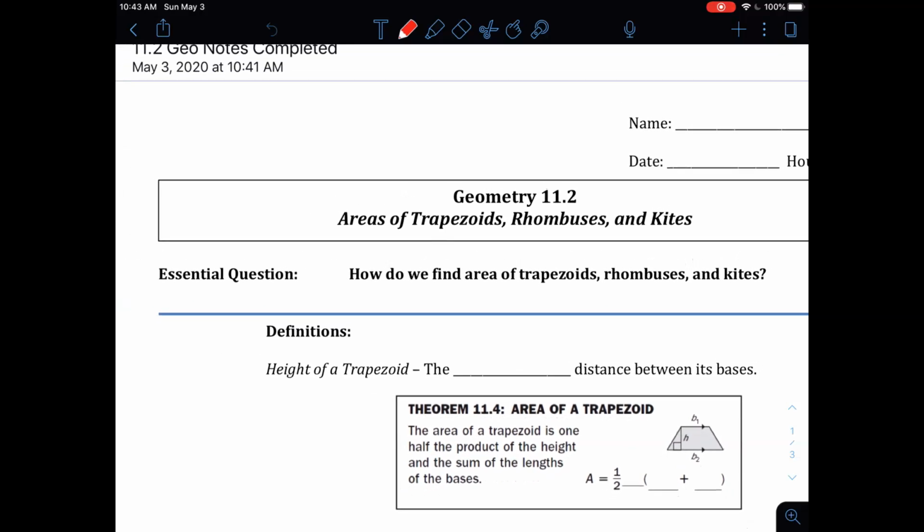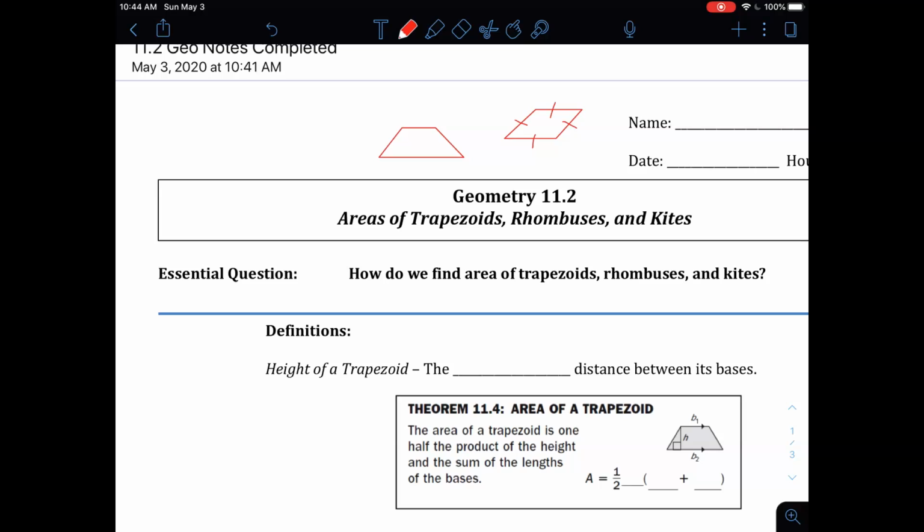If you recall, a trapezoid looks something like this. A rhombus, squares were rhombuses. What makes something a rhombus? You need all four sides to be congruent.